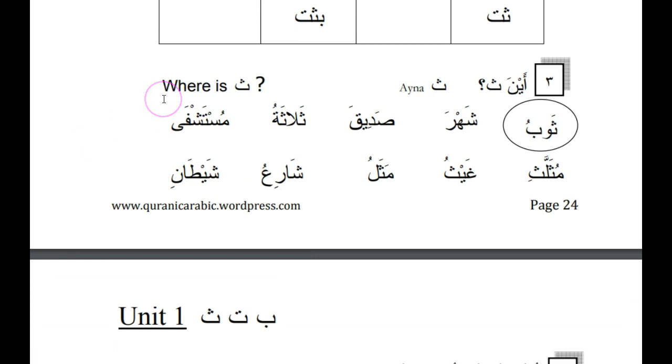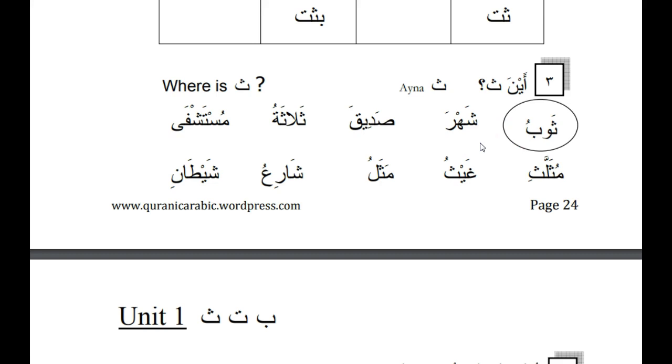Aina tha, where is tha? I'm not going to do this exercise anymore with you so that you can do it on your own. But then you just know how to do it, analyze each word, and then try to find tha.